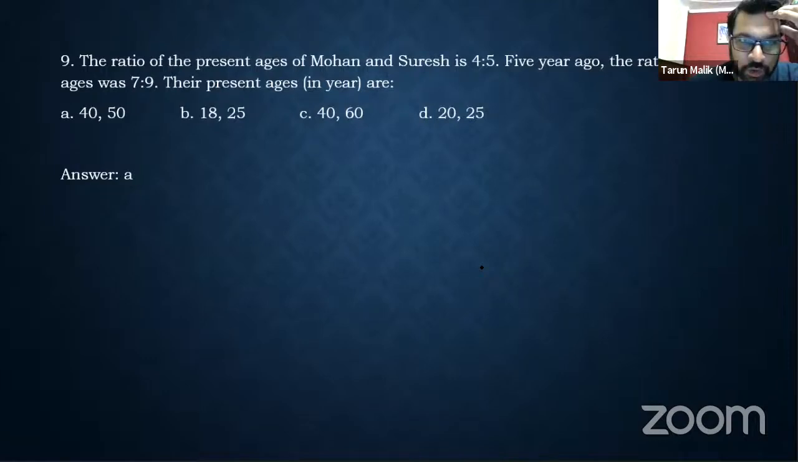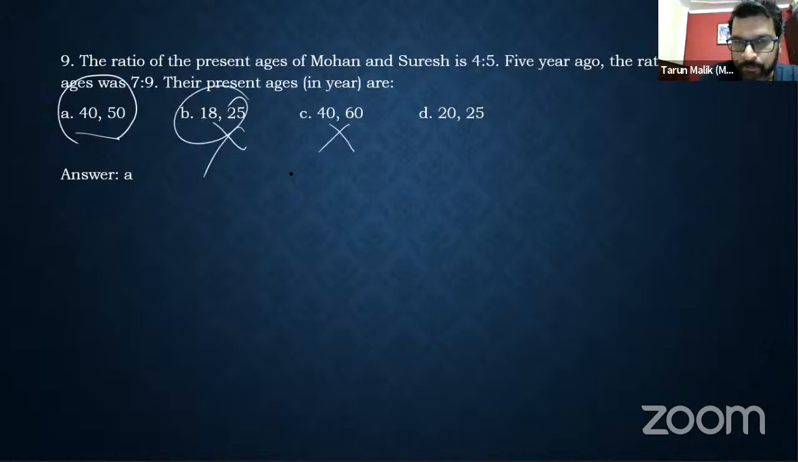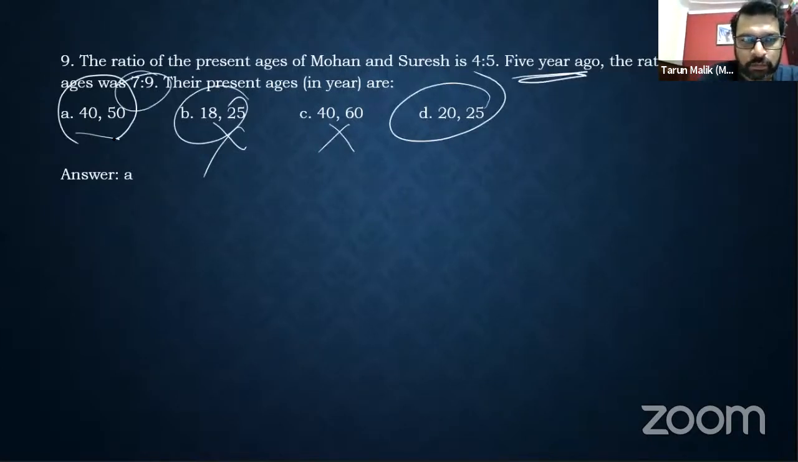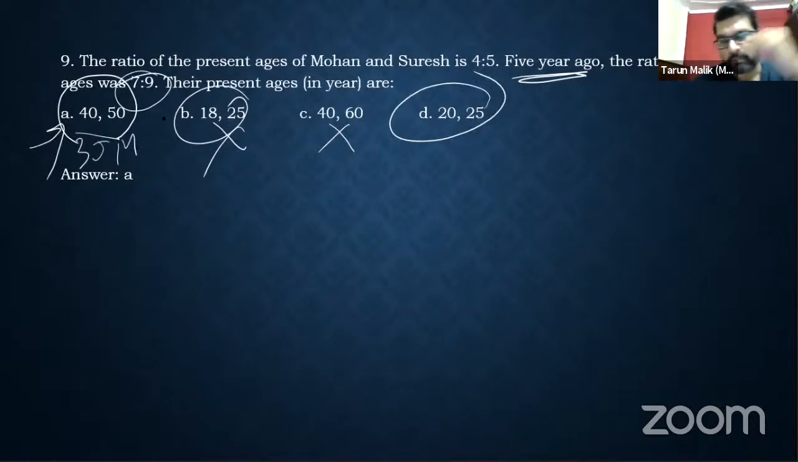The ratio of the present ages of Mohan and Suresh is 4:5. 5 years ago, the ratio of their ages was 7:9. Present ages: first of all, the ratio should be 4:5. The first is 4:5, could be possible. Second is not 4:5, ruled out. Third is not 4:5, ruled out. This is possible. So 2 options are left. Now, if you subtract 5, it must be a multiple of 7 and 9. So only option A is there, which is 35 and 45. Again, a very easy question, can be done without actually solving it.